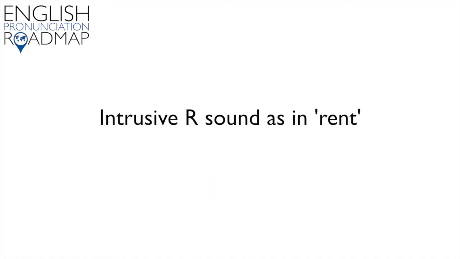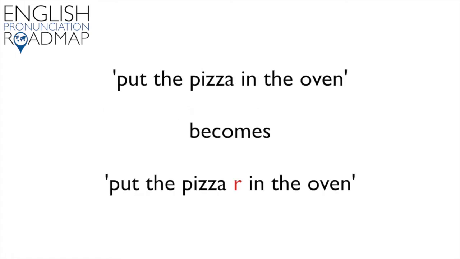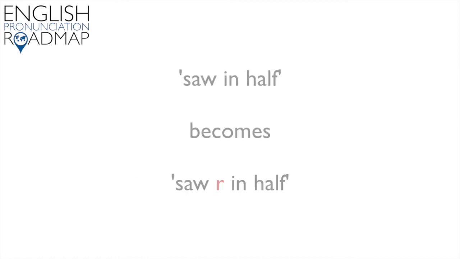And the third is an R sound, as in rent. So for example, put the pizza in the oven sounds more like put the pizza rin the oven, pizza rin the oven. Can you hear that? Rin the oven, pizza rin the oven. And saw in half sounds more like saw rin half, saw rin half.